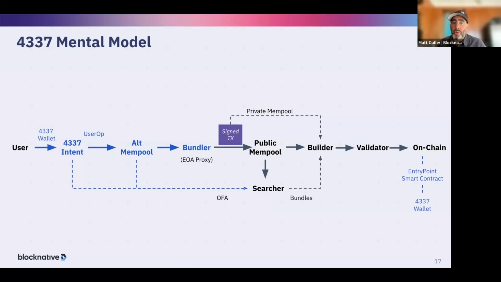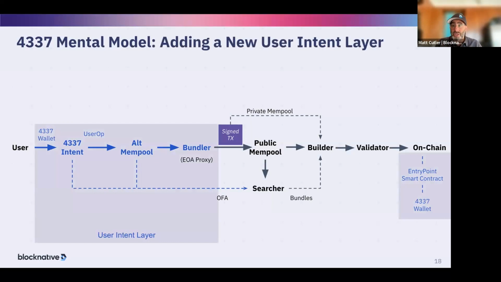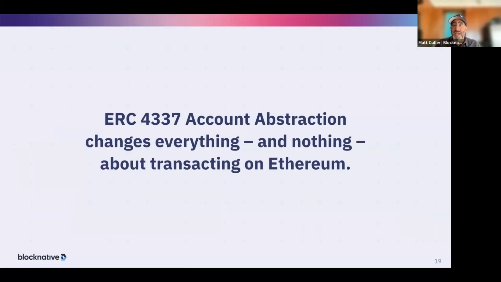So while 4337 doesn't fundamentally change the construct of what a transaction is in Ethereum, and therefore doesn't need a hard fork, it does introduce a bunch of new moving parts, all of which exist upstream of where we start things today. So this is the mental model for 4337. This is why we say going backwards. And I like to say account abstraction changes everything and nothing about transacting on Ethereum. It changes everything because it fundamentally reinvents the user experience, creates a universe of new possibilities, a universe of programmability, which we'll talk about exactly what that means. But it also changes nothing. Before you had EOAs with signed transactions, and now you have EOAs with signed transactions.